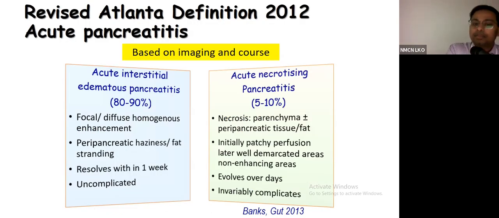Now, on the basis of cross-sectional imaging and course, there are two types of pancreatitis. One is acute interstitial edematous pancreatitis, and another is acute necrotizing pancreatitis. Most common is acute interstitial pancreatitis, in 80 to 90% of cases, where in imaging we will see focal or diffuse homogeneous enhancement. While in necrotizing, the parenchyma or peripancreatic tissue is necrosed. Usually the interstitial pancreatitis resolves within 1 week, and the course is uncomplicated, while acute necrotizing pancreatitis usually takes time to resolve and is associated with other complications.